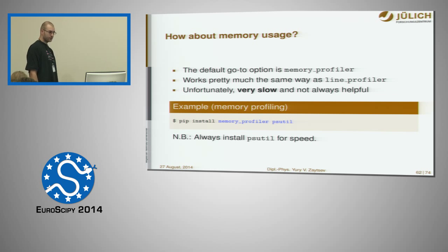The default go-to option, as I said before, is to use memory profiler, and I'm not going to show it, because it works exactly in the same way as line profiler. You add a decorator to your file, you run your program with the memory profiler module, and then you get a report. Unfortunately, it's very slow and not always helpful. The reason why it's very slow is that it looks at every single line, and then it checks how much memory the process is using, and it does this by default by forking ps and parsing the output of ps.